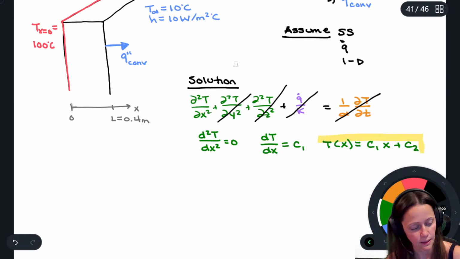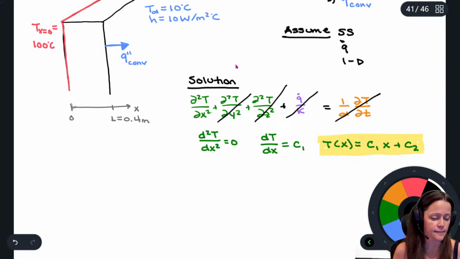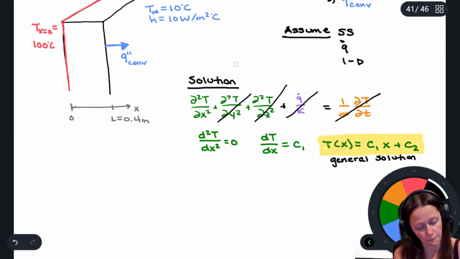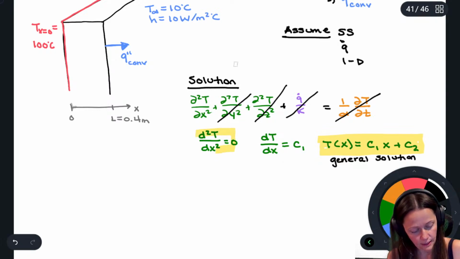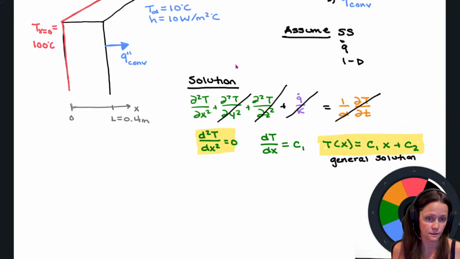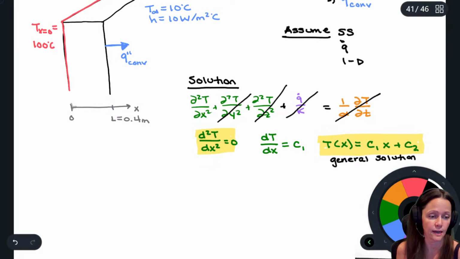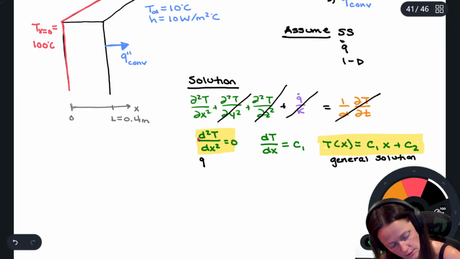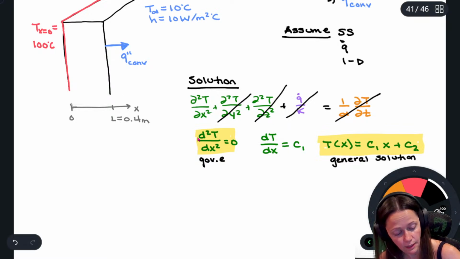So I mentioned in the previous problem, this right here is what's called your general solution. And this one is your governing equation. So this is your simplified governing equation.